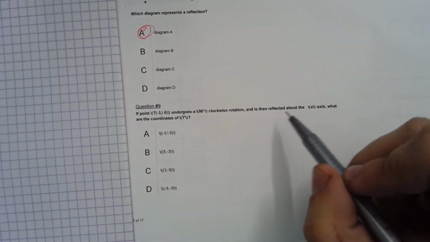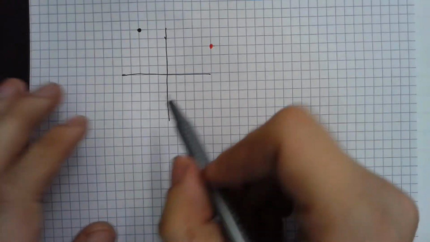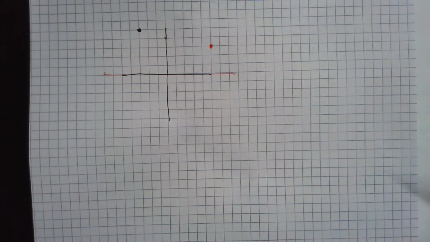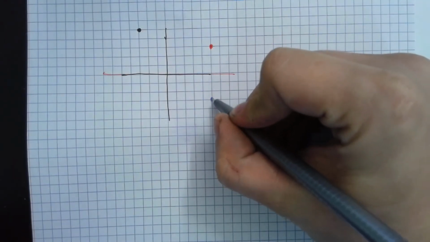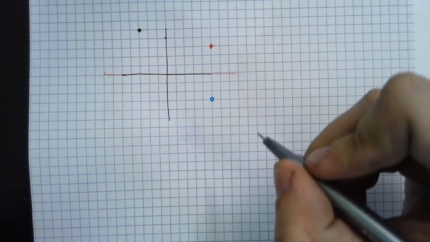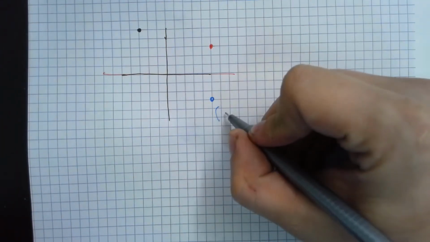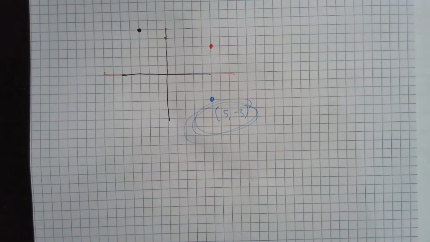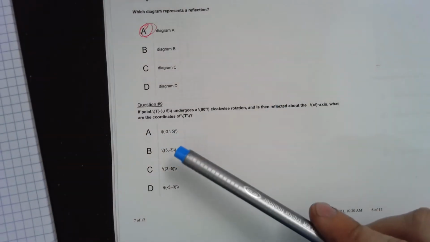It says we are then reflected about the x-axis. Okay, so x-axis right here. So now I'm going to reflect it. So 1, 2, 3, 1, 2, 3. Right there. That would be my answer, which is at +5, -3. That'd be my answer. So let me make sure that's one of the answer choices. Yep, +5, -3 right here.